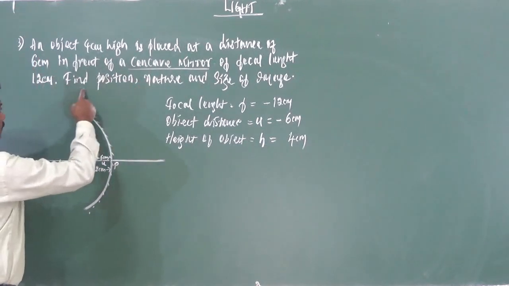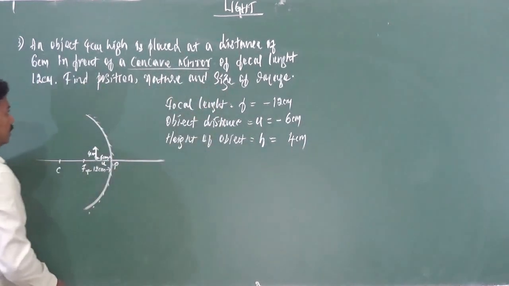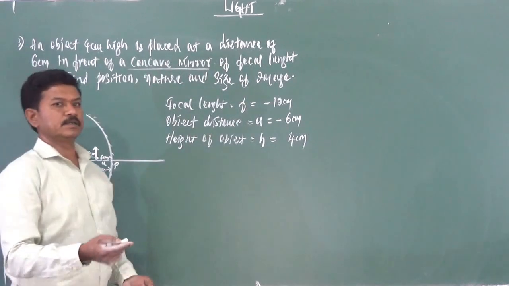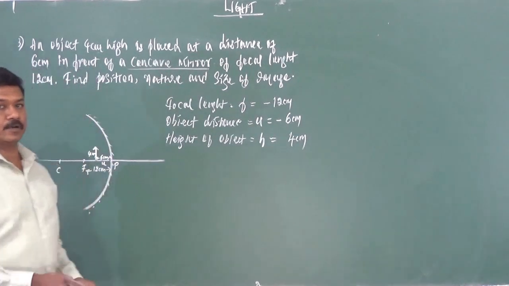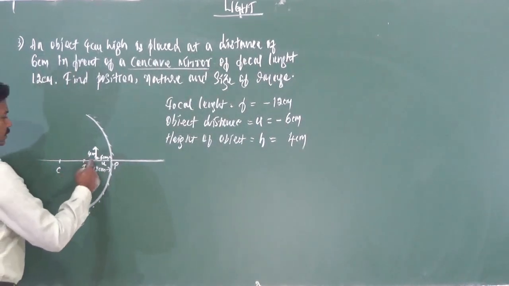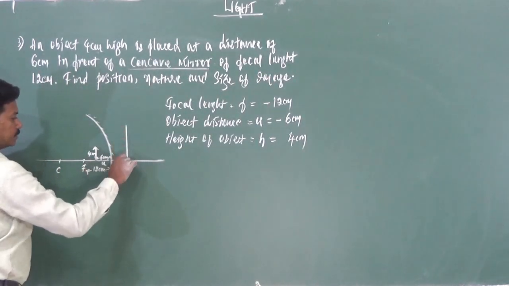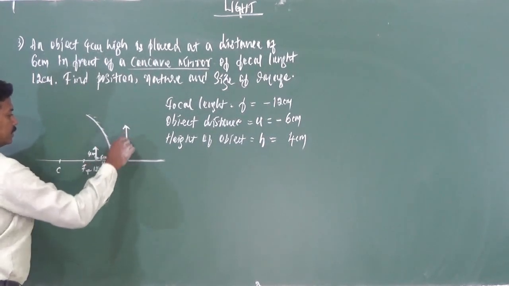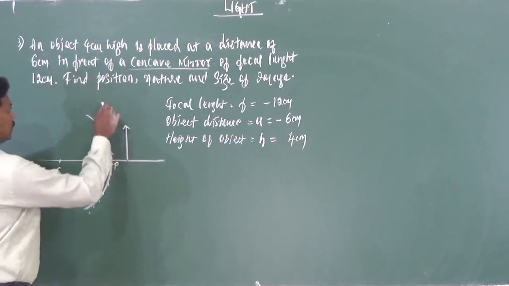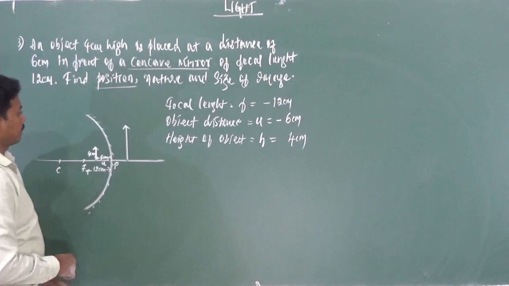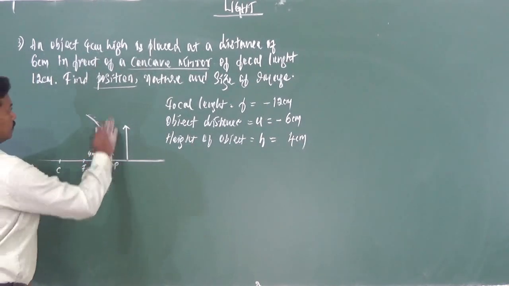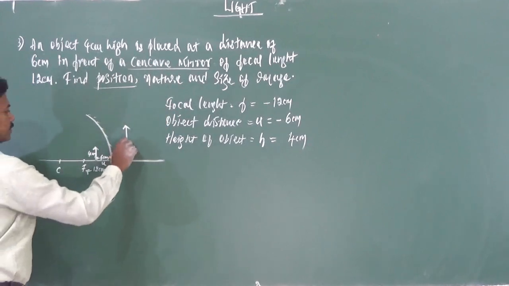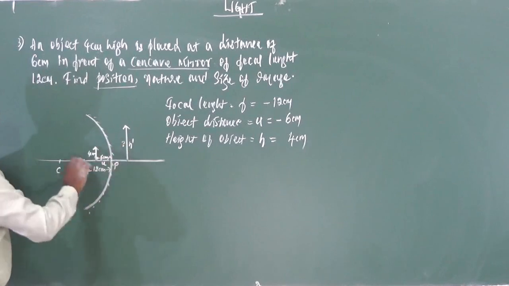If the focal length is 12 centimeters, find the position, nature and size of the image. You have to find the position of the image which is formed. We know from the ray diagrams, the sixth ray diagram for concave mirrors, that when the object is placed between F and P, the image is formed beyond the mirror, that is, a virtual image is formed. So our answer for the position will be positive, because it's beyond the mirror, virtual and erect. And you also have to find the size of the image, that is h dash.